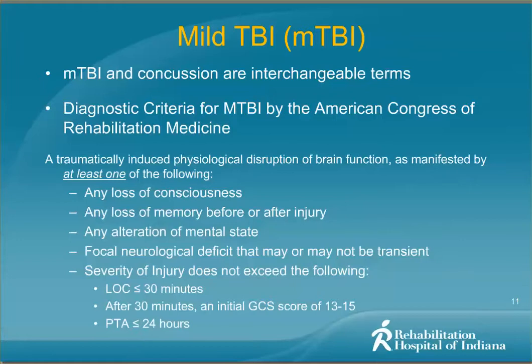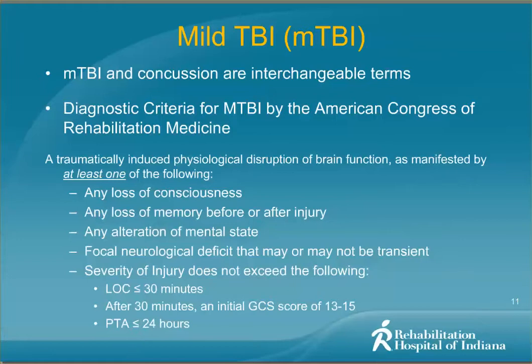Now we do tend to think of concussion as a mild TBI, and based on the criteria from the American Congress of Rehabilitation Medicine, they define a mild TBI as a traumatically induced physiological disruption of brain function as manifested by at least one of the following: any loss of consciousness, any loss of memory before or after injury. It's important to note that usually people will describe that as fuzzy memories, or I remember bits and pieces. Alteration of mental state. Some people will say, I just didn't feel right. I felt confused. I felt a little dazed. Things seemed surreal. Focal neurologic deficit that may or may not be transient.